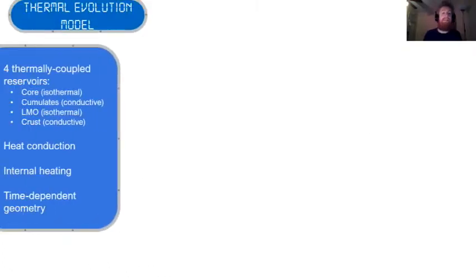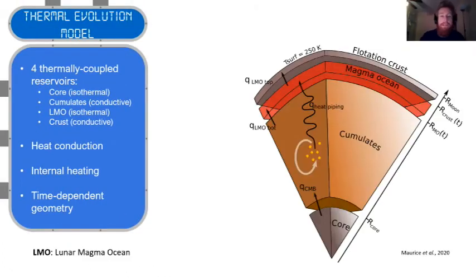And here is what this model looked like. So as I said, we wanted to be as exhaustive as possible. So contrarily to previous models, which were mostly focusing on the magma ocean itself and the flotation crust, we decided to simulate the whole interior of the early Moon, so that our model consists of 4 thermally coupled reservoirs.